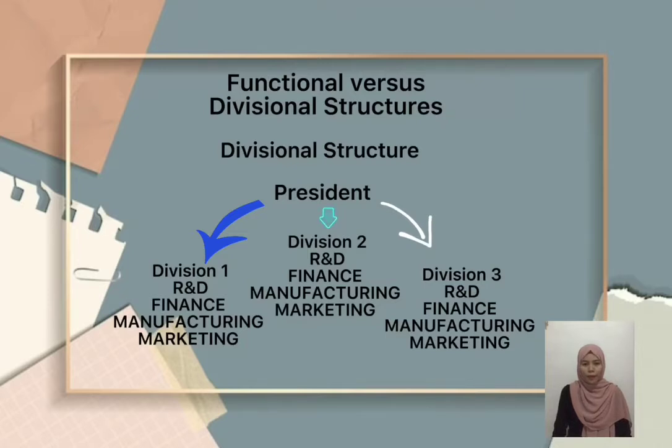And ito naman yung example ng divisional structure. Mula kay president, meron siyang naka-assign each department such as divisional 1, 2, and 3. And nakapaloob kay division 1, andun si R&D, manufacturing, finance, and marketing.